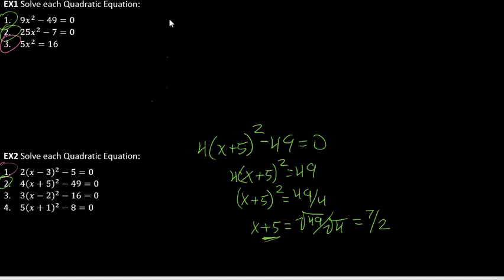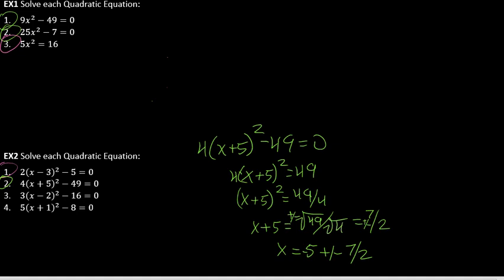We still don't have x by itself because of that plus 5. So we need to subtract 5 from both sides. So we're going to say that x is equal to negative 5, plus or minus 7 over 2. Okay, because again, when I took the square root over here, that should be plus or minus, right? So that would be my solution set there.